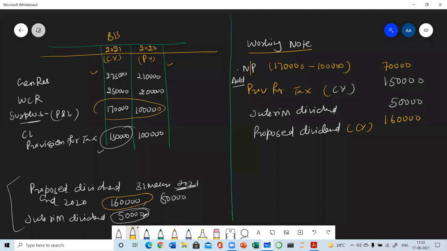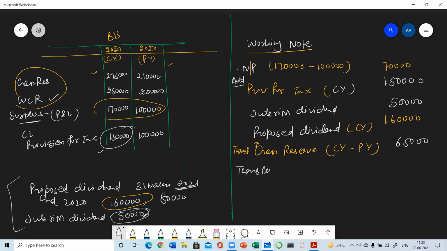Then what is left? 3 items we have already added. Transfer to reserves. You can see that two reserves are there. First, general reserve. You will write it like this: transfer to general reserve. What is the amount transferred to general reserve? To know this, we need to subtract the previous year balance from the current year balance. In general reserve, previous year is 210 and current year is 275. So it's 65.